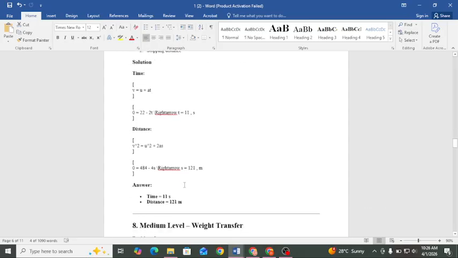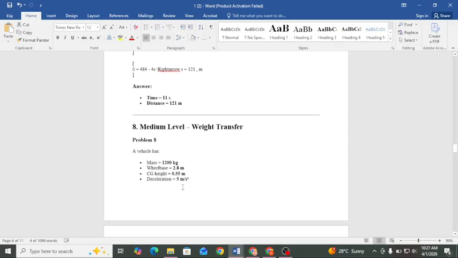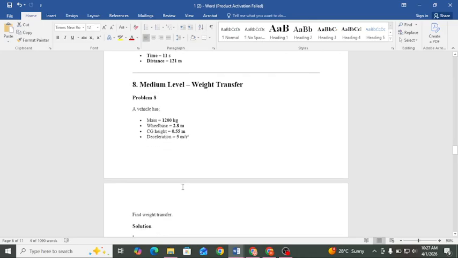The distance is here: v square equals u square plus 2as, and the value of u is 22. The square of 22 is 484 minus 4 into s. The value is s equal to 121 meter. So the time is 11 seconds and the distance is 121 meter. Then the next formula is here.